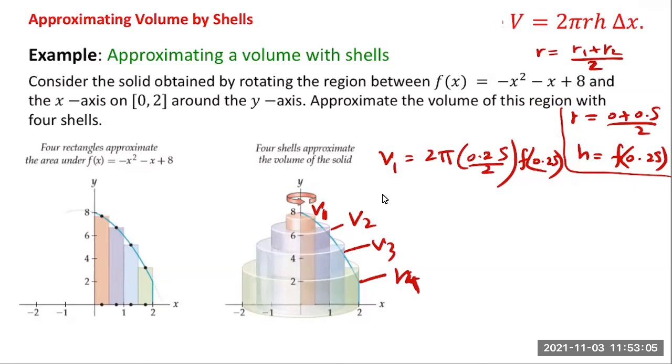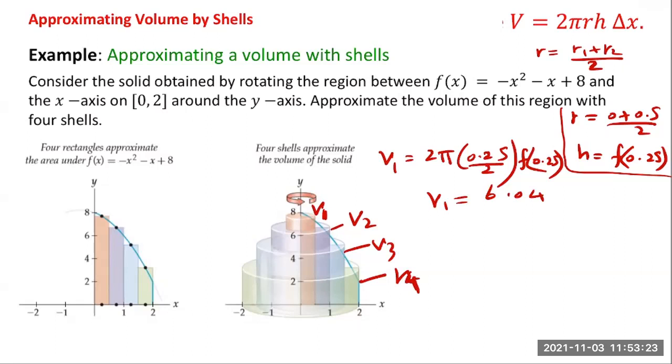I'll call it a shell. Even though it's a cylinder, I'll call it a shell, a shell with a 0 inner radius. All right. V1 is, what is V1? If you calculate this, I'm going to write the value here. You will get 6.04.